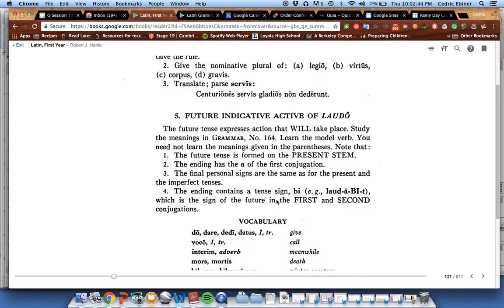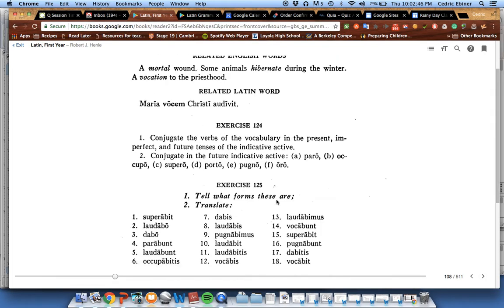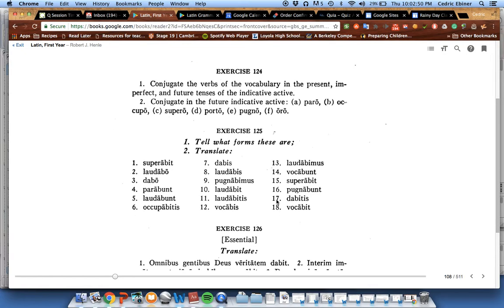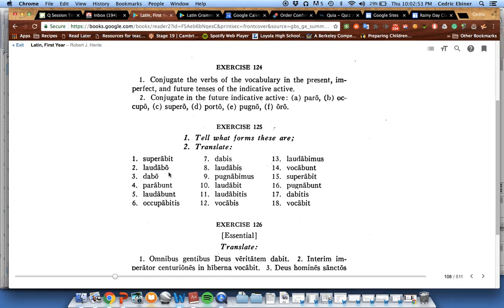to exercise on page 113. And on page 113, we're going to start seeing some other endings, the endings of the future. Bo, bis, bit, bimus, bitis, bunt for the future. So laudabo, I will praise. Okay, so the bo for the I will. Bis, right here for number 7, dabis, it would be you will give. We might find a bit somewhere, like in number 10, laudabit, he, she, or it will praise.